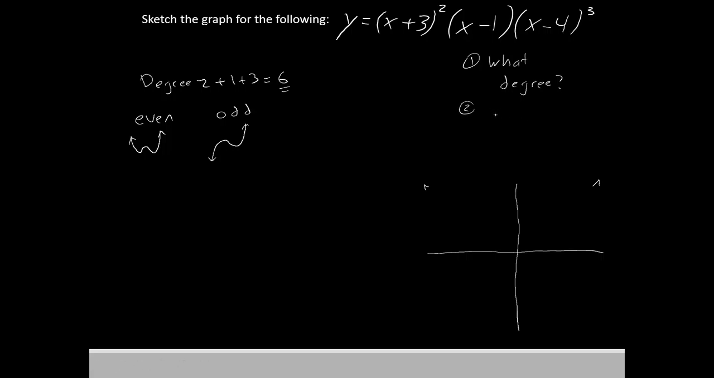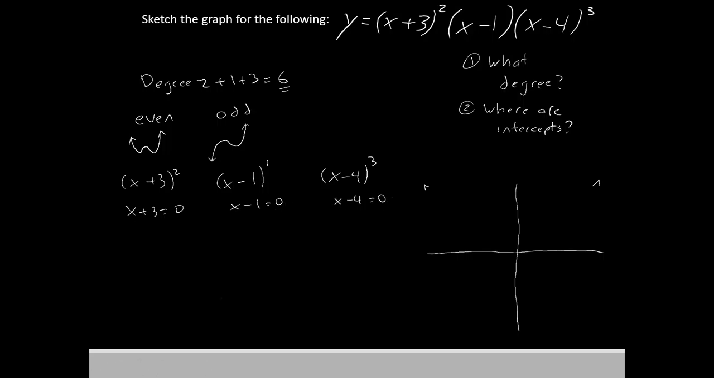Second thing we need to ask ourselves, now that we know what degree it is, where are the intercepts? To figure that out, we'll need to break the equation into pieces. Our first piece is (x plus 3) squared. Our second piece is (x minus 1) to the first power. Our third piece is (x minus 4) to the third power. To figure out what the intercepts are, we're just going to set each piece equal to 0. We'll say x plus 3 equals 0, x minus 1 equals 0, and x minus 4 equals 0.